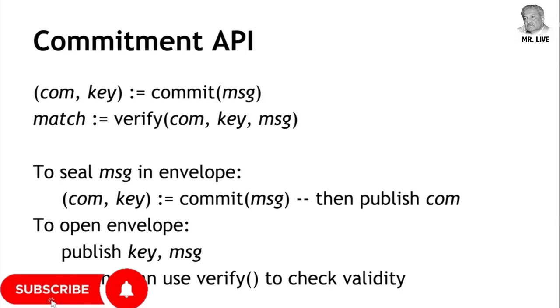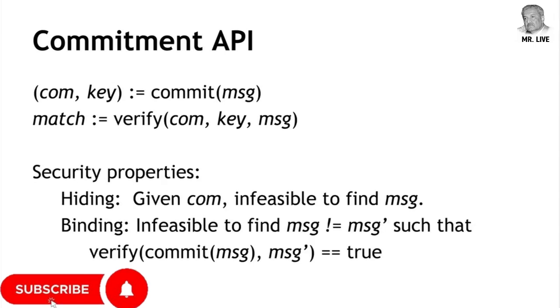Okay. And the property, of course, we want from this is that it behaves like sealing an envelope. And in particular, the two security properties are these. First, given COM, the commitment, the envelope on the table, that someone just looking at the envelope can't figure out what the message is. The second property is that it's binding, that when you commit to what's in the envelope, you can't change your mind later. That is, it's infeasible to find two different messages such that you can commit to one message and then later claim that you committed to another, and the whole thing will verify. Okay, so how do we know that these two properties hold?